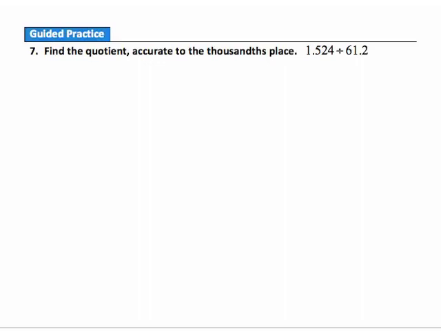Question 7. Find the quotient accurate to the thousandths place of these decimal numbers we're trying to divide. Let's set this up. So we've got 61.2 on the outside and 1.524 on the inside. We're going to move the decimal one place to the right to make that a whole number, which means we're going to move the decimal inside one place to the right. We rewrite the problem, and so we have 612.